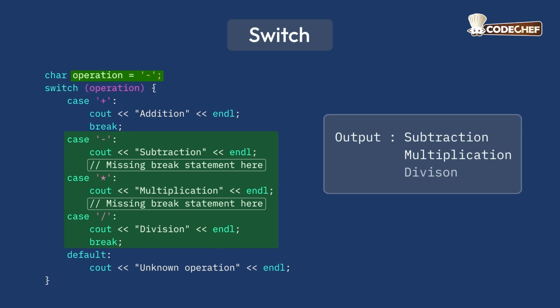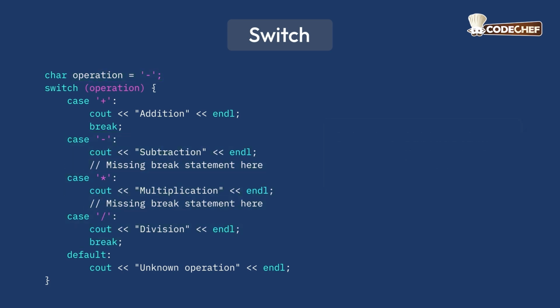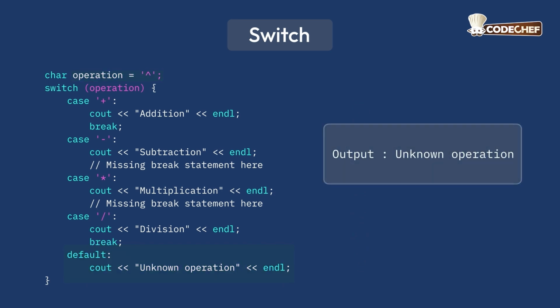Finally, let's talk about the default case. This case acts as a fallback for when no other cases match. If the operation variable is set to a character not listed in the cases, like exponentiation, the default case would execute and print unknown operation. The default case ensures the program handles unexpected input gracefully.